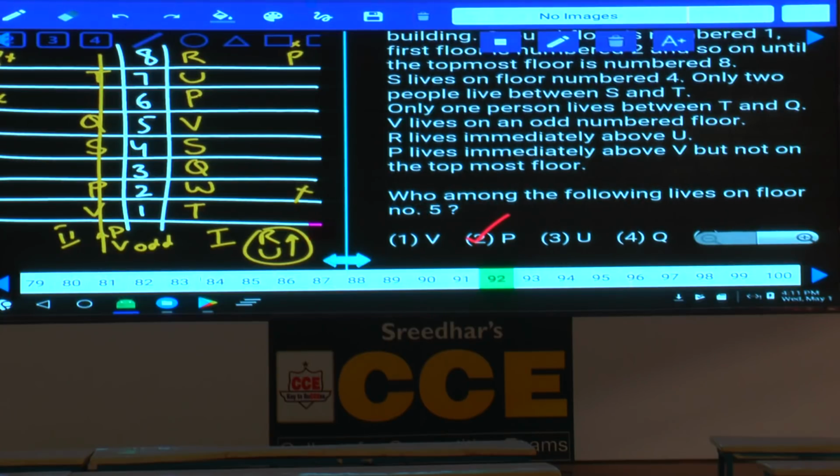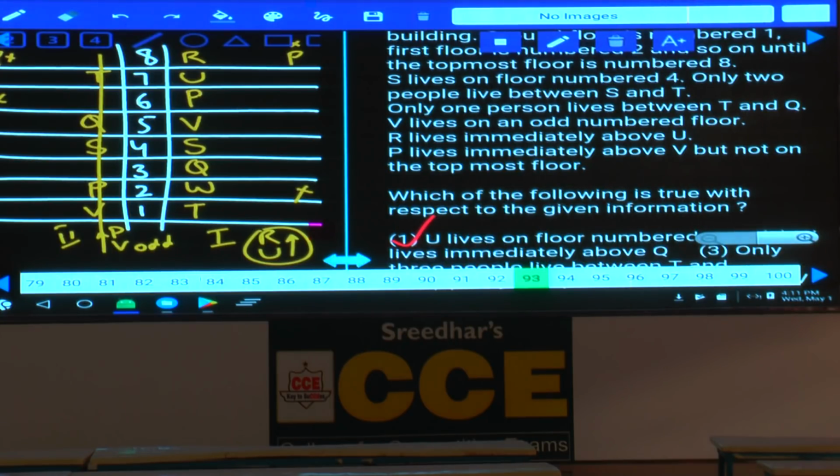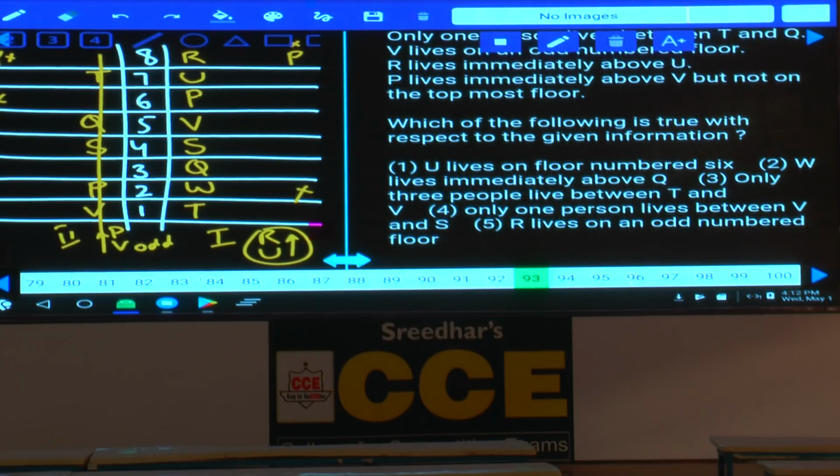And question number 92, now in this 92, who among the following lives on floor number 5? On floor number 5, V, that is choice 1. And question number 93, which of the following is true with respect to the given information? U lives on floor number 6. U on floor number 6, that is false. And W lives immediately above Q. W is immediately above Q, that is false.